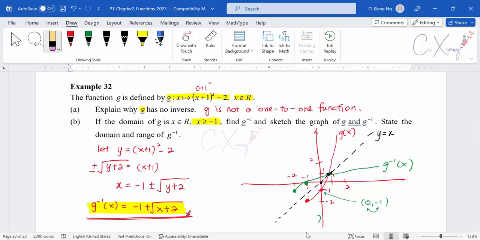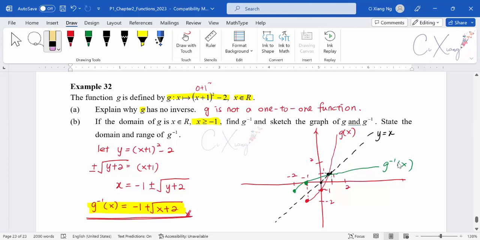Alright, so if you double check your diagram again, basically you can see that although my graph is not nicely done, you generally can see that g and g inverse are reflecting each other at the line y equals to x. That means the line y equals to x will be the mirror of these two graphs. Okay, so basically this is how we sketch a diagram for g and g inverse.